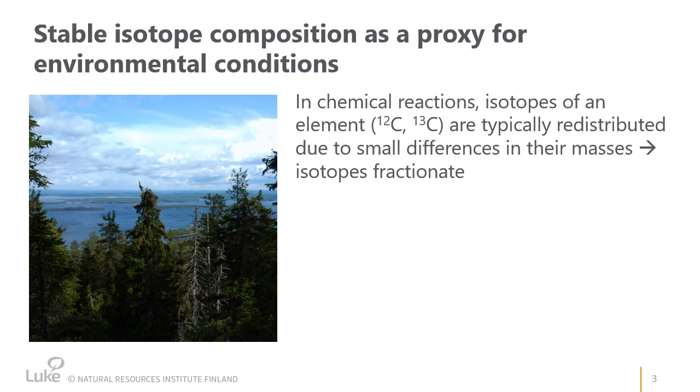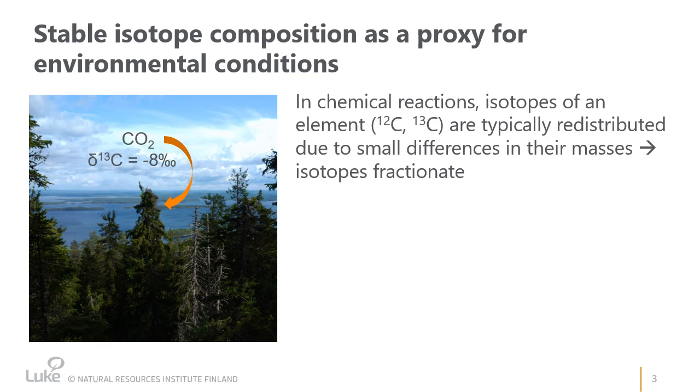Now take, for example, carbon dioxide in the atmosphere. It has a carbon stable isotope composition of approximately -8 per mil, given in the delta notation. And the delta notation is just a way of giving the isotope composition of a substance relative to a reference point, a reference material whose isotope composition is known.